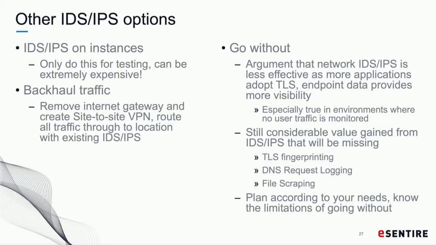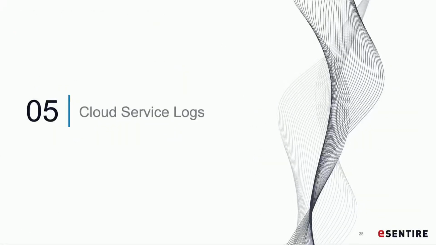So this is an argument that I'm sure we're hearing more and more, which is that network-based monitoring is becoming less effective the more traffic is encrypted, which is true. But that's not to say that it's useless. There's lots of things, even if it is encrypted traffic, that you're going to be missing out on if you decide to go without. So things like TLS fingerprinting and some other functions as well. So it's important to kind of plan according to your needs. If you don't feel that that is part of your environment or you think that's a requirement, endpoint and some of the other logs I'm going to talk about in a second should cover off everything pretty good.